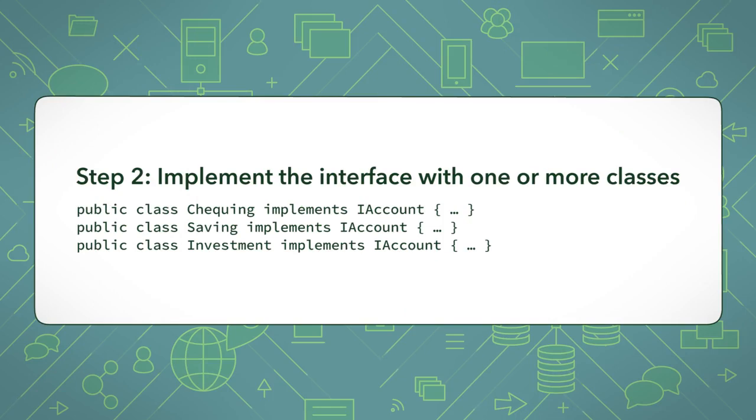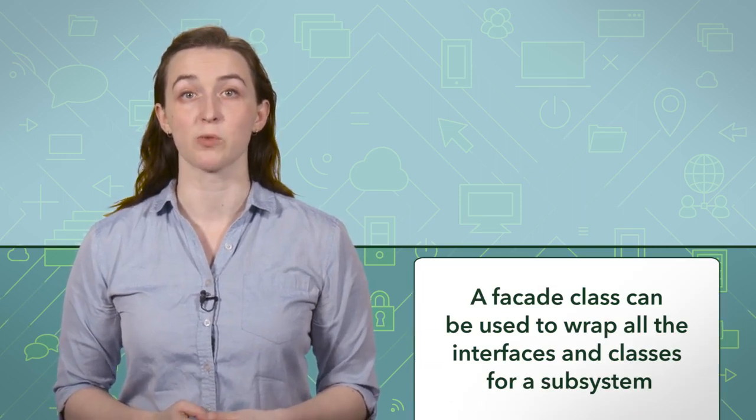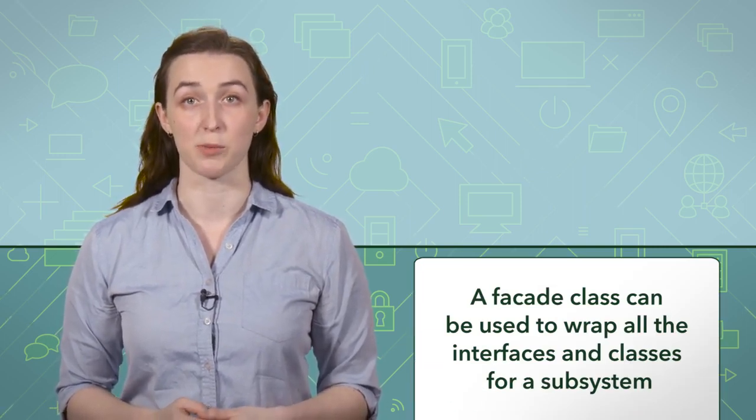Step 2. Implement the interface with 1 or more classes. Remember that interfaces allow us to create subtypes, which means that checking, saving, and investment are subtypes of iAccount and are expected to behave like an account type. Next, you implement your interface with classes that will be wrapped with our facade class. In this example, you are only implementing and hiding 1 interface, but in practice, a facade class can be used to wrap all the interfaces and classes for a subsystem. It is your decision as to what you want to wrap.